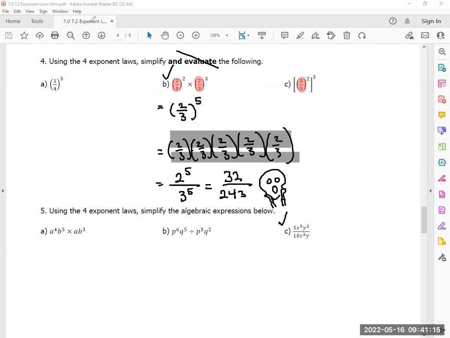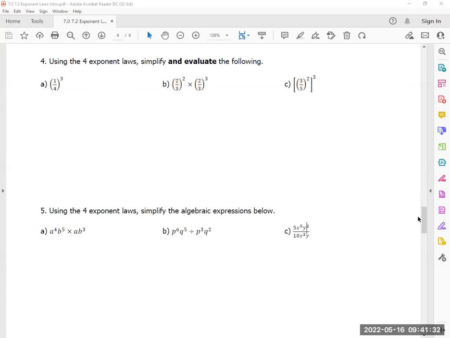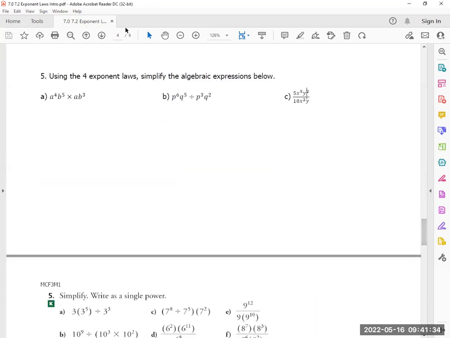The very last example I want to do with you is this bottom one. How do you deal with, I guess, powers that have multiple bases? Here's how we do it. Last one, okay? This is for C.